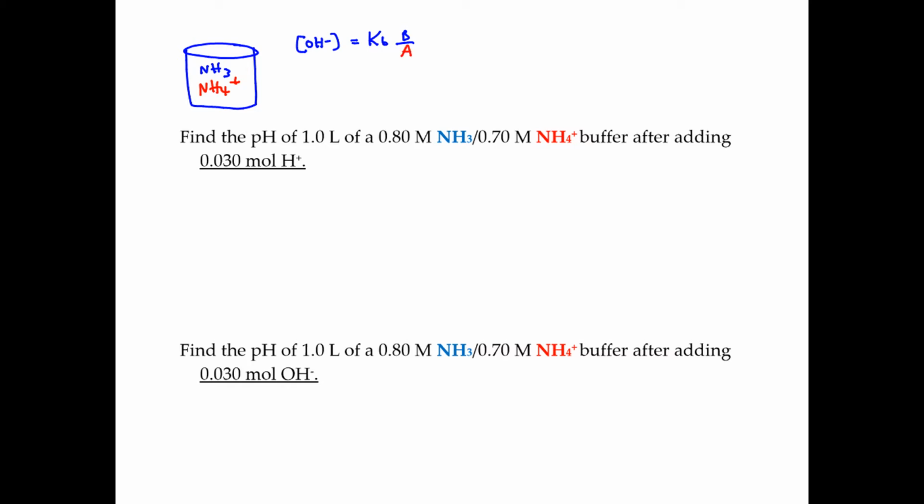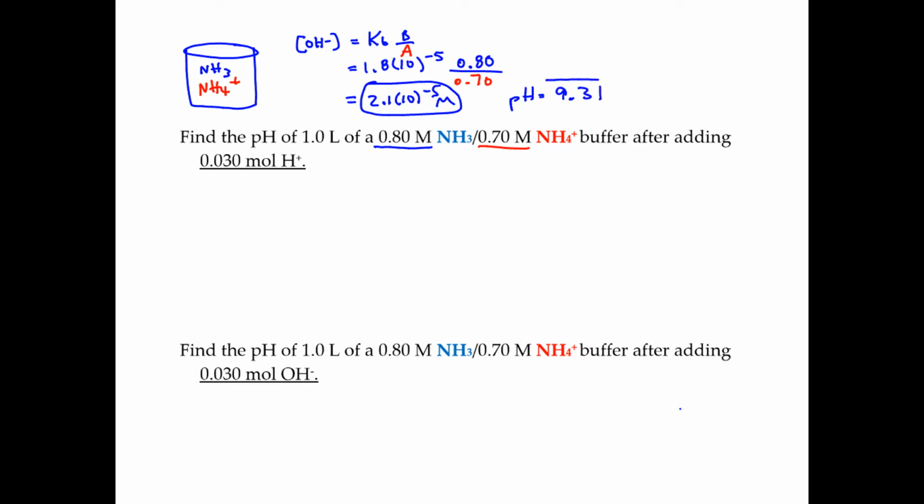So we'll write this out. The Kb is 1.8 times 10 to the minus fifth for ammonia. The base is the ammonia, which is the 0.80. You can use molarity for this, so 0.80 divided by the acid, which is the 0.70. Then you're going to do your math, and it's going to be 2.1 times 10 to the minus fifth molar. And remember, that's the OH, so when you negative log and 14 minus it, you're going to get finally a pH of 9.31, which is basic, which makes sense because this is a basic buffer.